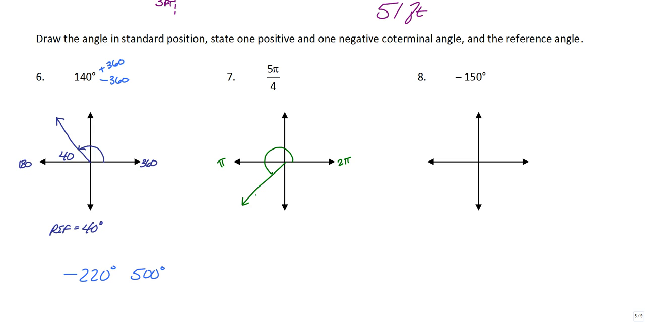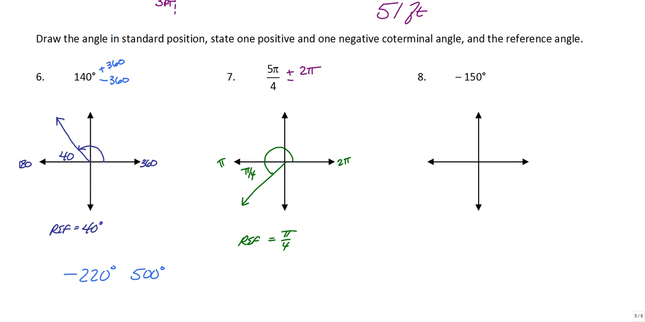Now, again, reference angles are always how far you are. So we went 5 pi over 4, which is pi over 4 away from pi. So our reference angle is pi over 4. Now, for positive and negative coterminal angles, we're not going to add and subtract 360. We're going to add and subtract 2 pi.